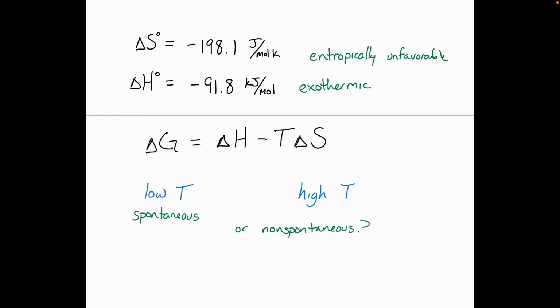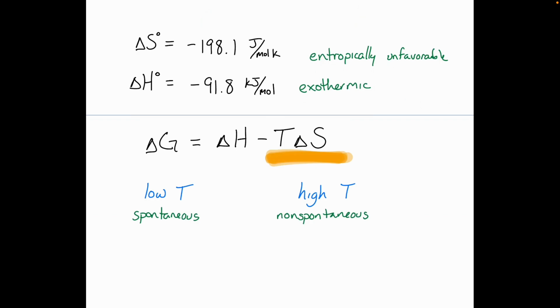But now what's going to happen as I increase temperature? As this term right here gets bigger and bigger and bigger, and this is an entropically unfavorable reaction, all right? So this is just going to increase the value of delta G. Eventually, I'll get to some temperature where this reaction becomes non-spontaneous, right? So if it's entropically unfavorable, but enthalpically exothermic, then it will be spontaneous at low temperatures, but at some point you're going to reach some temperature where that entropy term dominates, and this reaction will no longer proceed spontaneously, okay?